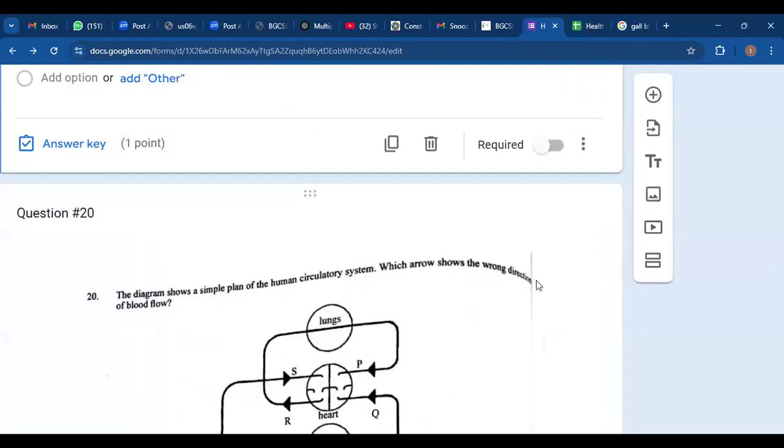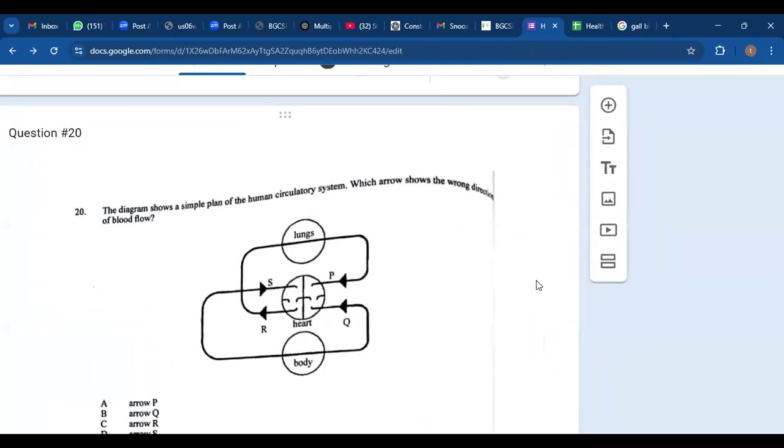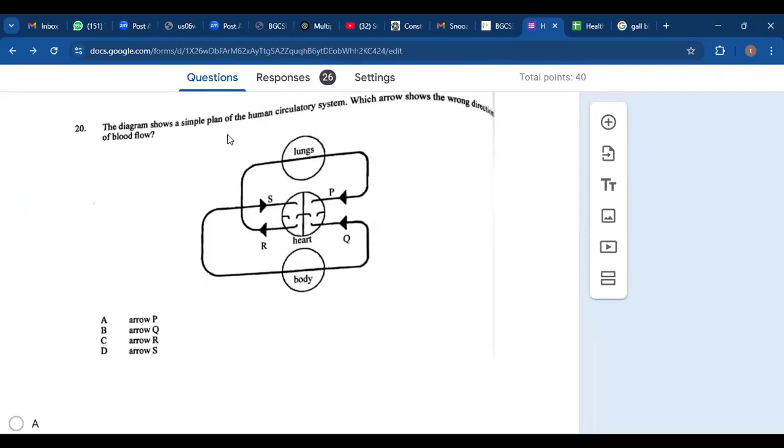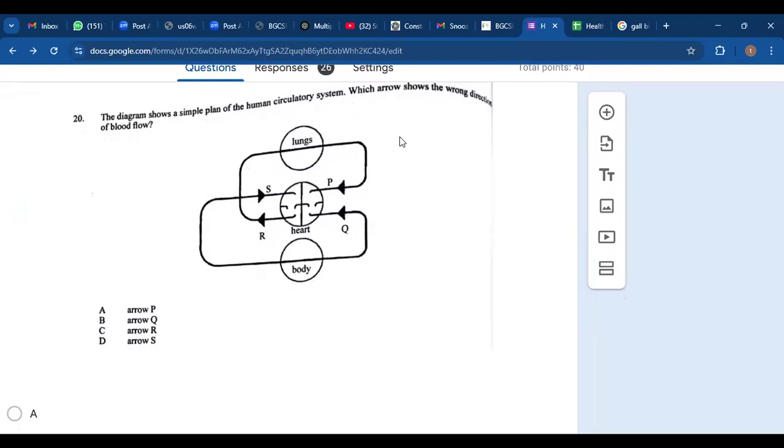All right, number 20. The diagram shows a simple plan of the human circulatory system. Which arrow shows the wrong direction of blood flow? The wrong direction. Blood is not supposed to be going back to the heart here. It's Q. Q is going the wrong way.